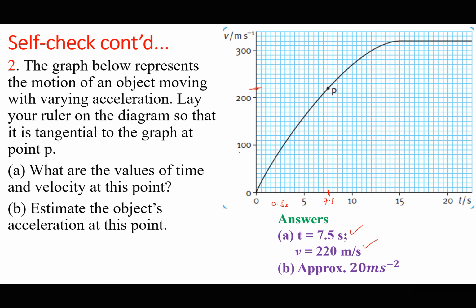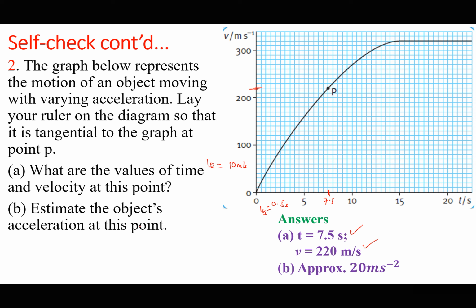One box on the vertical represents 100 divided by 10, which is 10 meters per second. One box, that is one square. Here, one square was 0.5. Estimate the object's acceleration at this point.